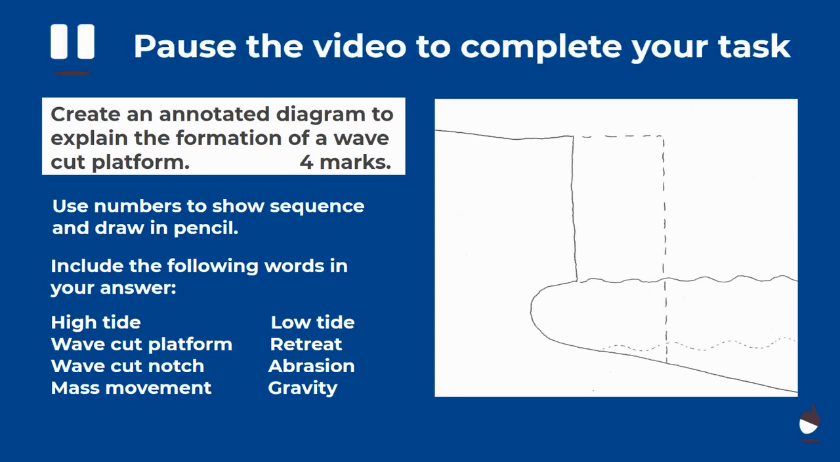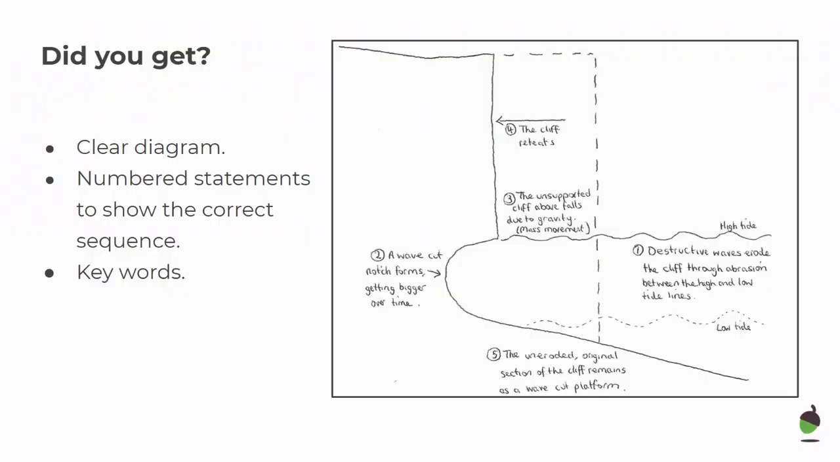Good luck. Pause the video now, have a go, and then we'll come back together and see how you've got on. Don't forget that pencil. I am looking for then a clear diagram. We're not looking for a Picasso work of art, which is lucky. Numbered statements. Okay, so have a look at your writing. Did you put numbers so you know which order to read them in? And we're looking for keywords.